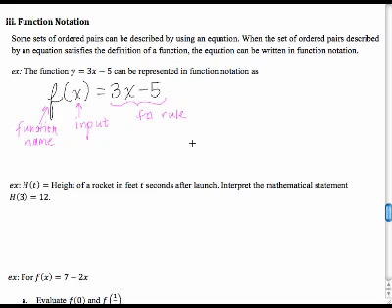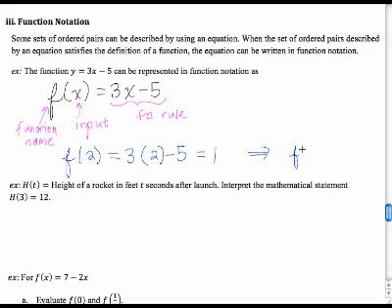So for example, let's find f of 2. That would mean you replace this x by 2, everywhere over here in the function rule. So that means 3 times 2 minus 5, or 6 minus 5, which is 1. Okay, so that's function notation. It's nice because if you wanted to shorten this, you could write f of 2 equals 1.